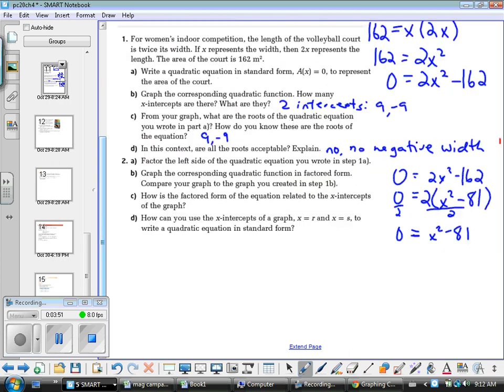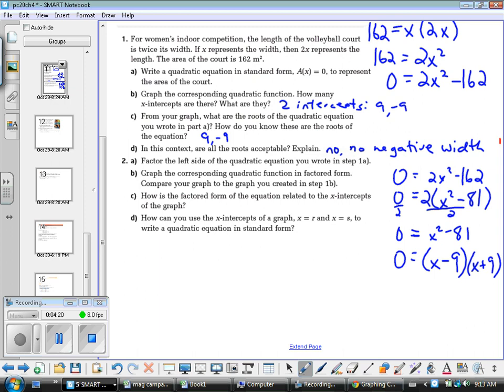Maybe you recognize that as a difference of squares. When you have a difference of squares, remember it would be x minus 9 times x plus 9. If you graph this again now in factored form, you can take a look and see. I put x minus 9 times x plus 9. Actually, since it just asked us to factor it, it didn't really ask us to find the solution.